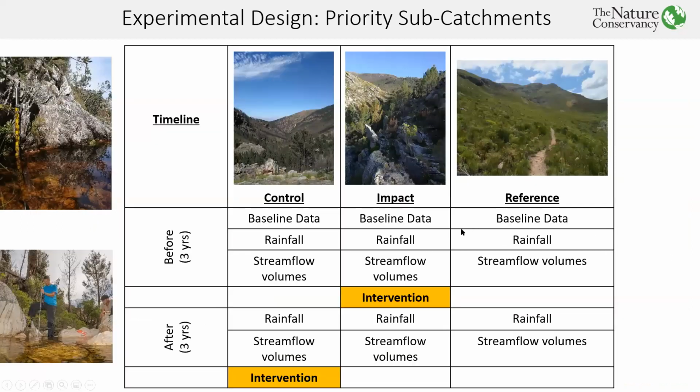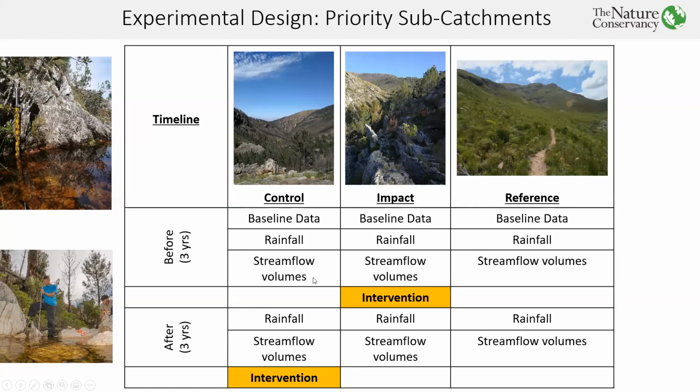So this table really just summarizes the experimental design. As I said, we are using a control impact and the reference catchment in the paired catchment experiment and the multiple catchment experiment. So at this stage, we envisage the before period to be about 3 years, but this may extend, and also the after period to be about 3 years. So in the before period, as I said, the control and the impact catchment are both invaded, and we will collect baseline data mainly associated with the vegetation conditions, and will monitor rainfall and stream flow volumes.